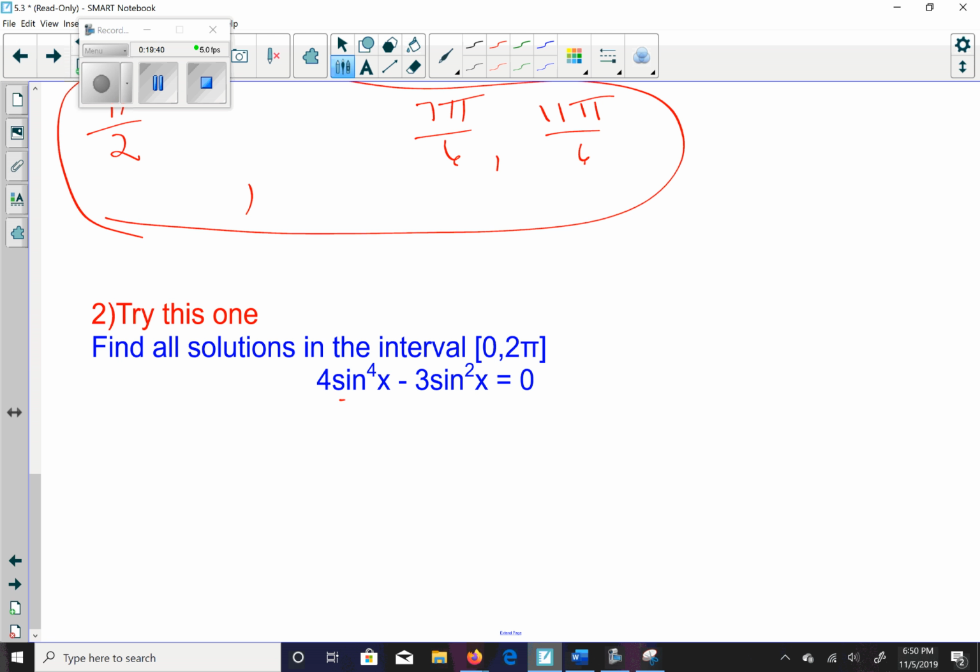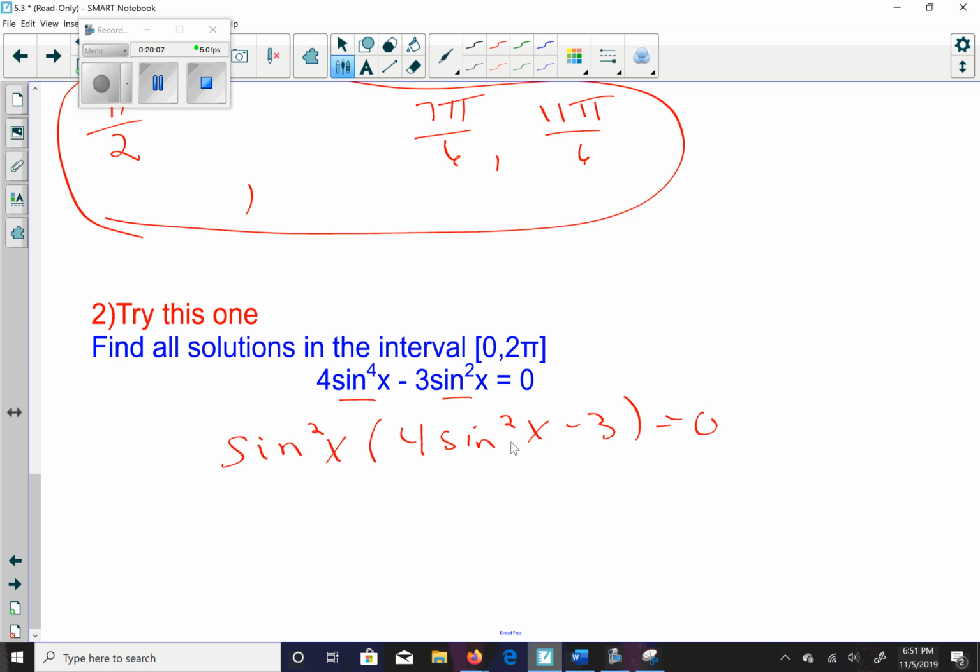I have sine to the fourth and sine squared. I have a greatest common factor that I can factor out. The greatest common factor that I can factor out is sine squared. So I'm going to factor out sine squared x, and I'm going to be left with 4 sine squared x minus 3 is equal to 0. Okay, I did the hard part. Now pause the video and try and finish the rest on your own.